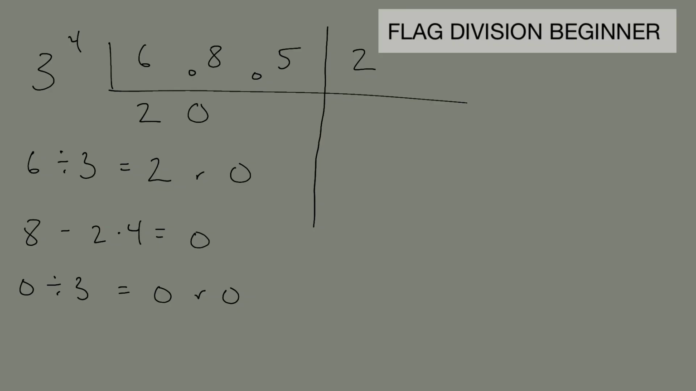Okay, so now we have this number here, 5. 5 minus 0 times 4. 5 minus 0 equals 5. So we did 5 minus 0 times 4 and we get the number 5. We take that number 5 and divide by 3. 5 divided by 3 gives us 1 with 2 left over.